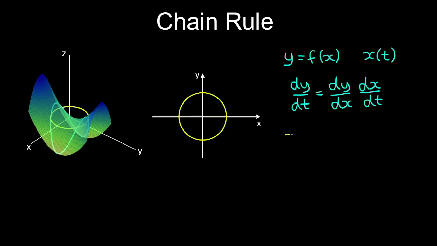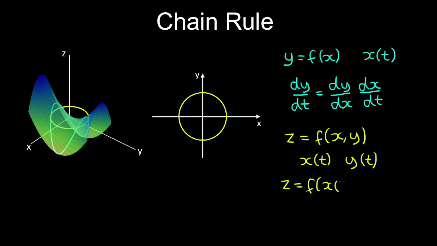And similarly, for a differentiable function z of two variables, where x and y are differentiable functions of t, then the composite function z, a function of x, which is a function of t, and also a function of y, which is also a function of t, is a differentiable function of t. And the derivative of z with respect to t can be obtained using the chain rule in a similar form to the single variable function.